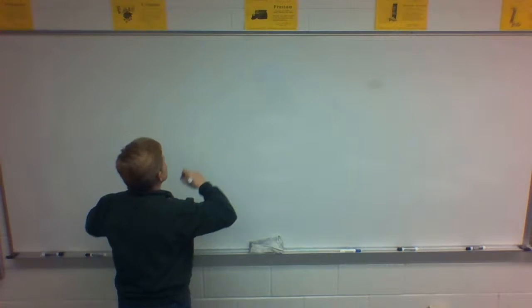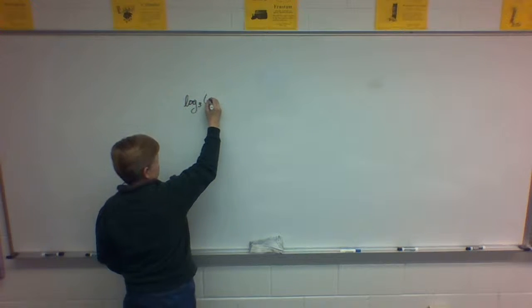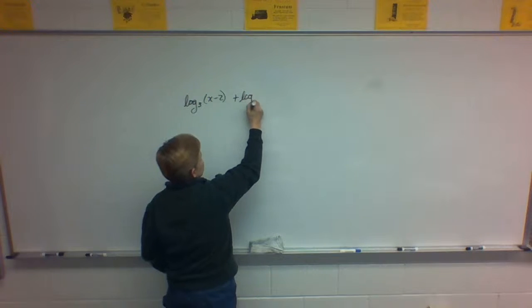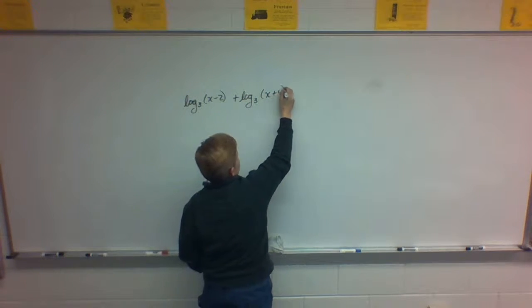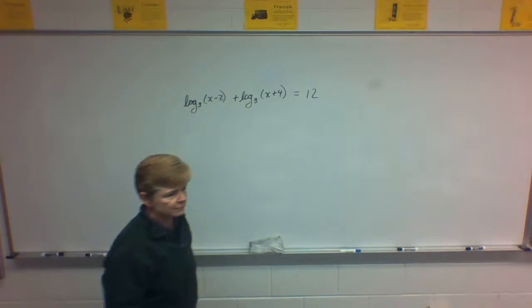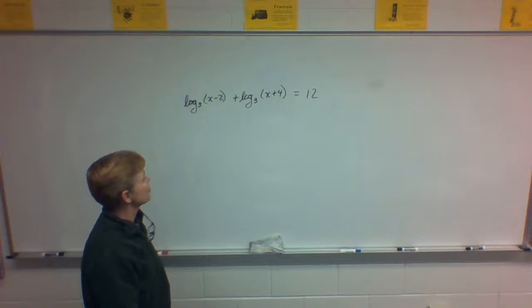So let's say we had the log base 3 of x minus 2 plus the log base 3 of x plus 4 equals 12. I have no idea how this is going to work out, but it's the process that's important because they made them work out a little nicer than mine did.